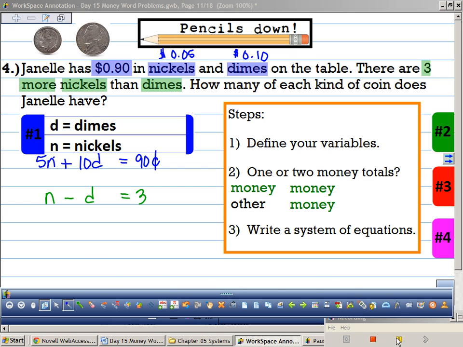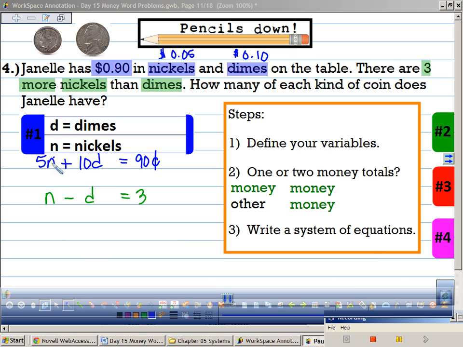Do you guys have this written down? Go ahead and write it down. All right, let's solve this one really quick by Mario's request. So how would you do it, Mario? Would you solve for n or solve for d or multiply, or what would you do? Because there's lots of different ways to do it. Where are you leaning towards?